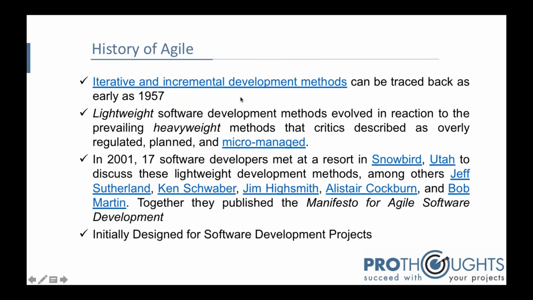After the 1990s, in response to the methodologies used in software development, 17 software developers met at a resort and published the manifesto for agile software. So it originated in 2001 as a manifesto, but it has been there for quite some time.